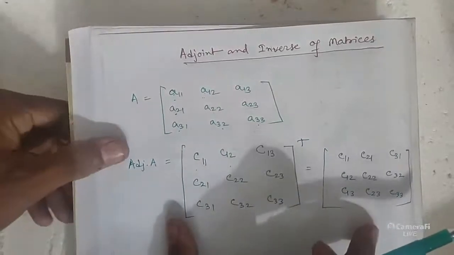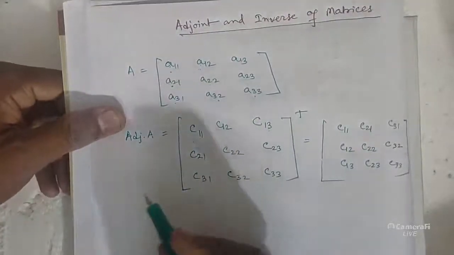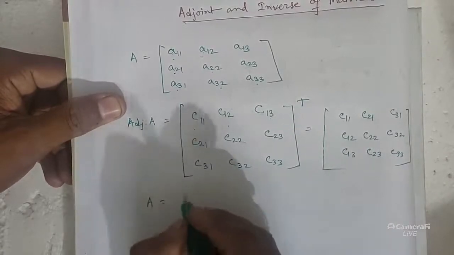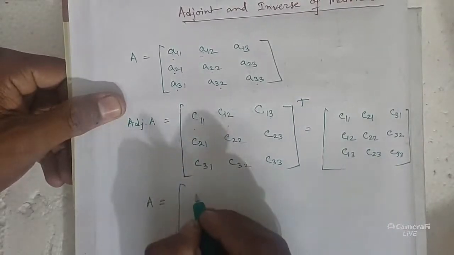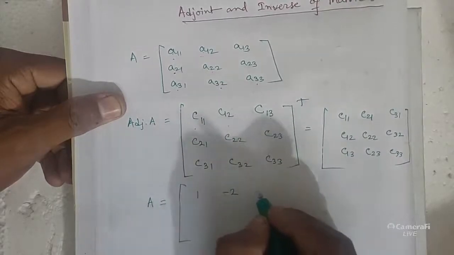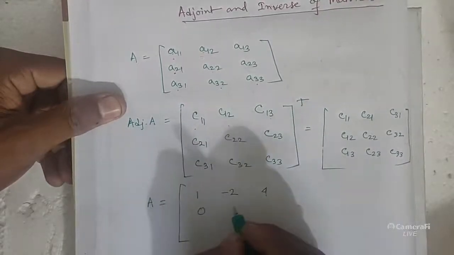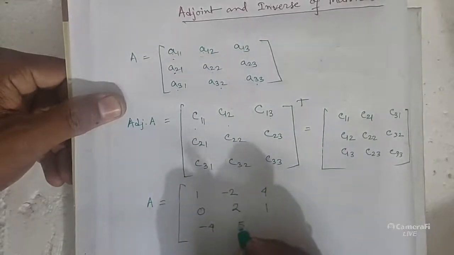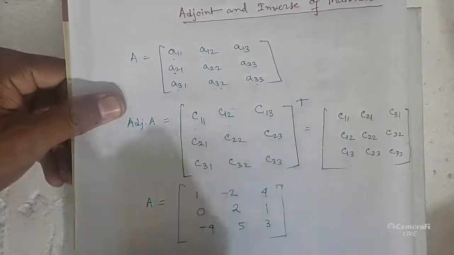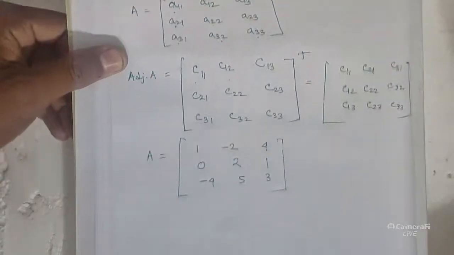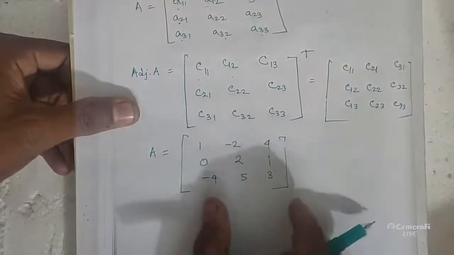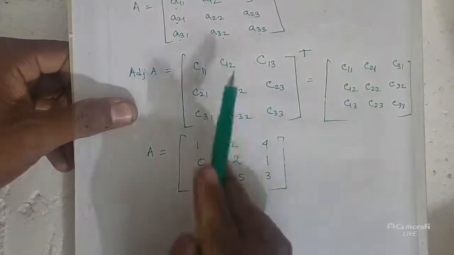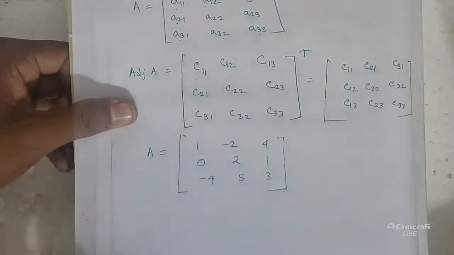It will be clear with one example. Let me give one example, then it will be clear. So A is a matrix of order 3 by 3. I am taking here 1, -2, 4, 0, 2, 1, -4, 5, 3. This is the A matrix. Here we have to find the adjoint of this A matrix. So to find the adjoint, first we have to write down all the cofactors.